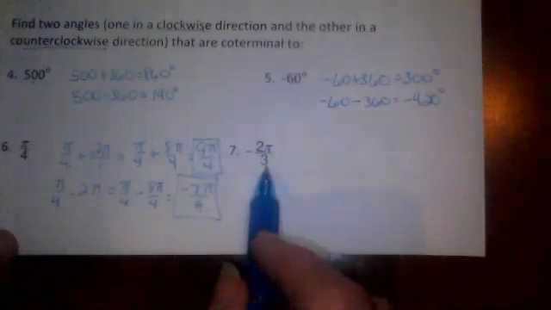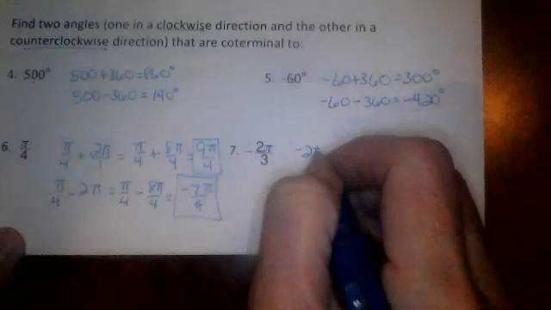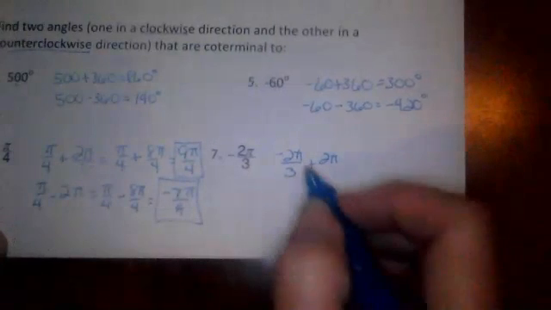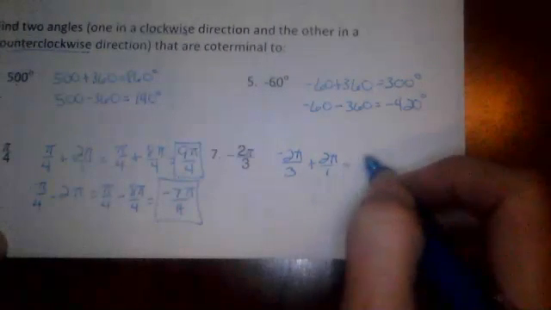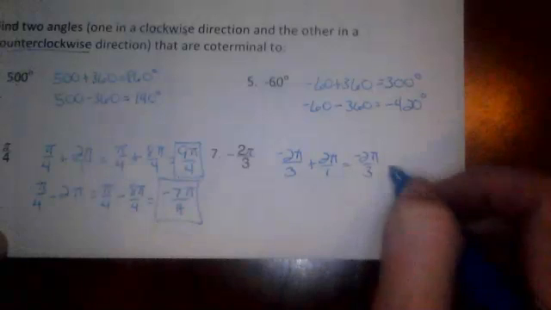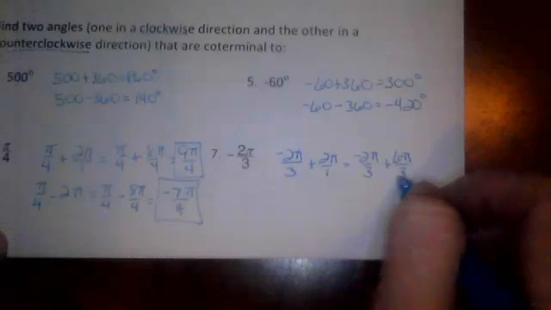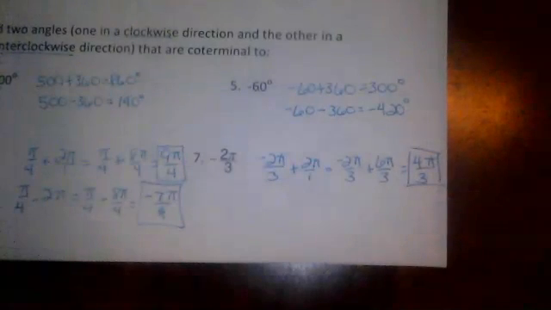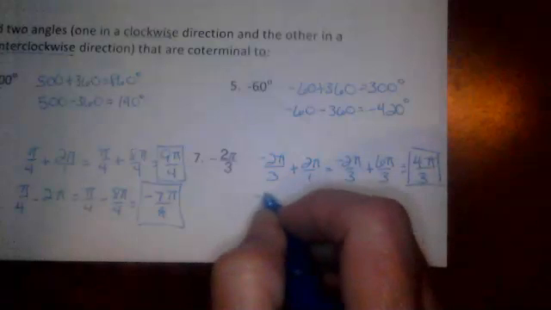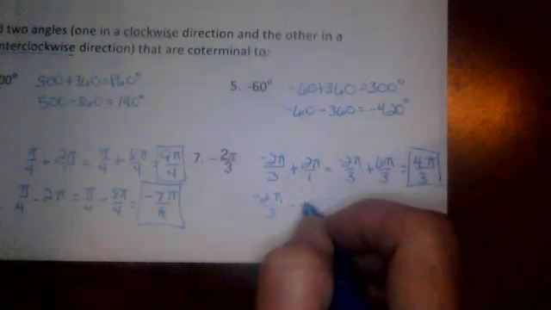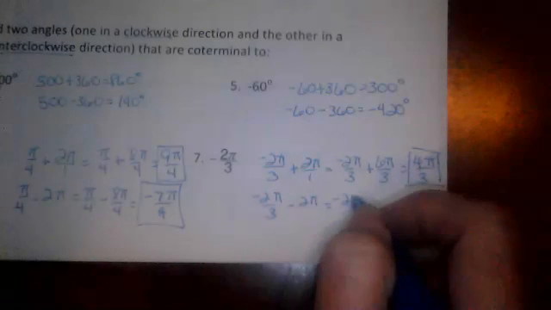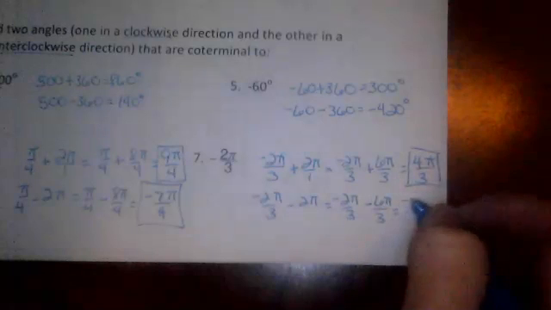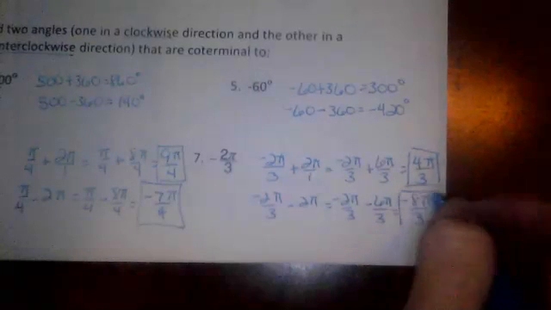And the same with this one, negative 2 pi thirds. We can add a full rotation. We're going to need a common denominator, so we're going to multiply by 3. So negative 2 pi thirds plus 6 pi thirds would equal 4 pi thirds. Or negative 2 pi thirds minus a full rotation, so negative 2 pi thirds minus 6 pi thirds would give me negative 8 pi thirds.